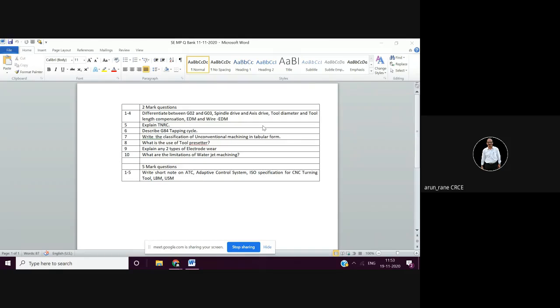Then EDM and wire EDM. The first difference is, in wire EDM you can write the electrode is in the form of wire, and in EDM you can write the electrode is a replica of the cavity to be cut, or the cavity to be sunk.